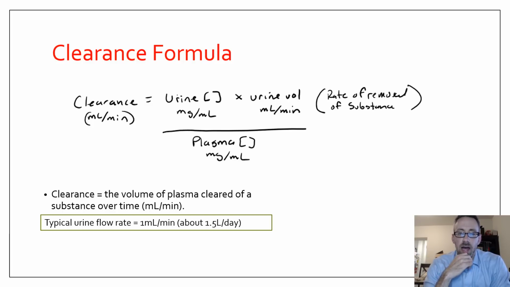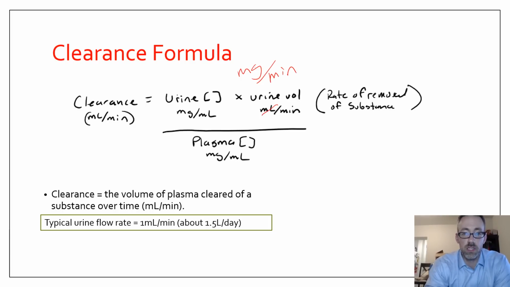And that would be over the plasma concentration, so that gives us a ratio. The way to interpret this formula is to say, let's say I have substance X, whatever it happens to be, and it has a certain concentration in the urine. If I multiply that by the urine volume, I get the rate of excretion of that substance. That would be in units of milligrams per minute, because the milliliters would cancel out. So in the numerator, you end up with milligrams per minute, telling you the amount of substance being excreted every minute.